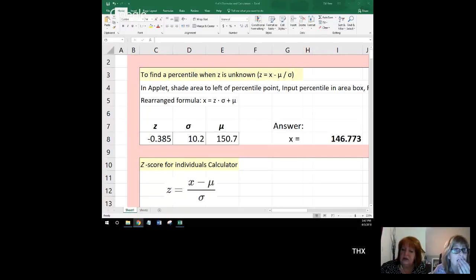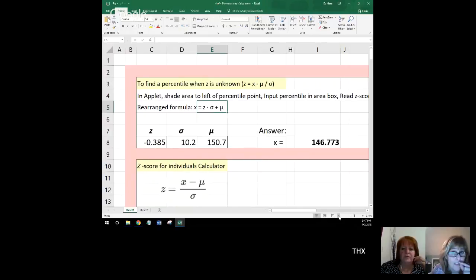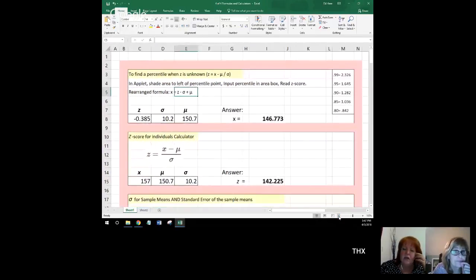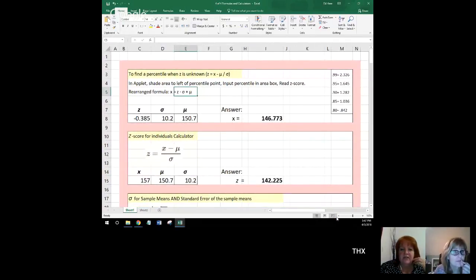So you have to get to the applet and shade the area to the left of the percentile point. Right. Input the percentile to the top of the box to get the real z-score for this formula. And to find a percentile when Z is unknown, Z equals X minus mu over standard deviation. And so then you just change that algebraic formula around and solve for X instead of Z. Yeah, I think you're right.